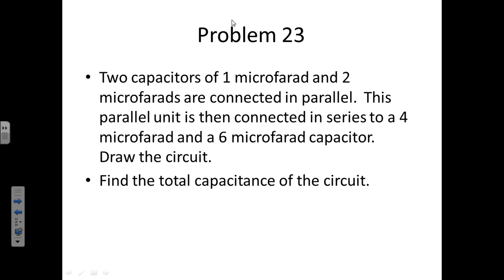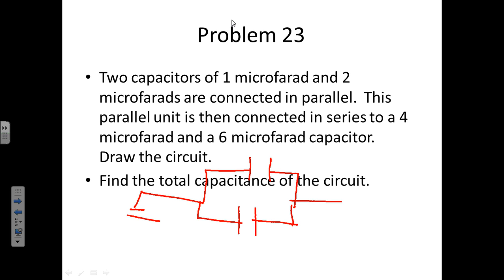All right, we just did one like that, so let's do this one. Here we have two capacitors. Two capacitors in parallel, and then that parallel unit is connected in series to two more capacitors. First of all, draw the circuit. So our circuit model looks something like this. Here's our battery. There's one capacitor. And there's another one. And those are hooked in parallel. And then they're hooked in series with two more.